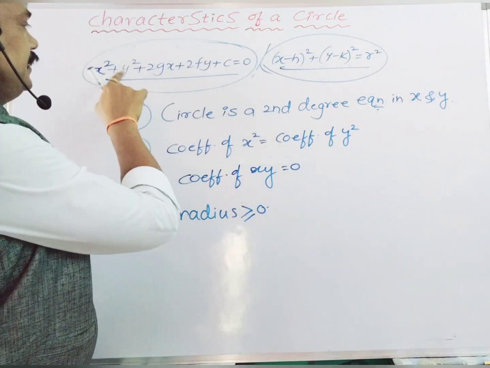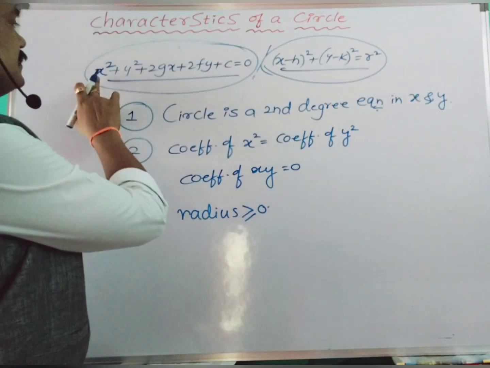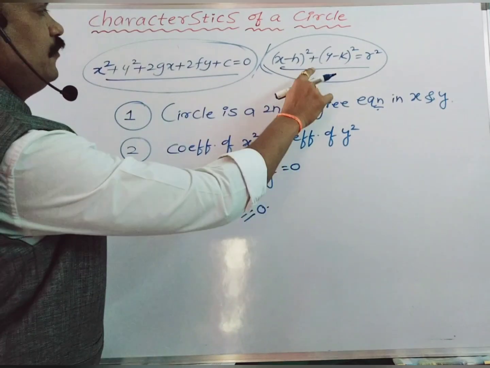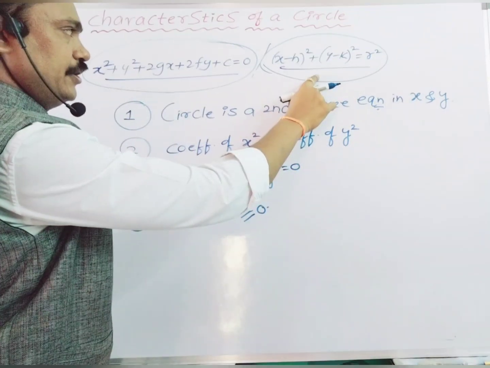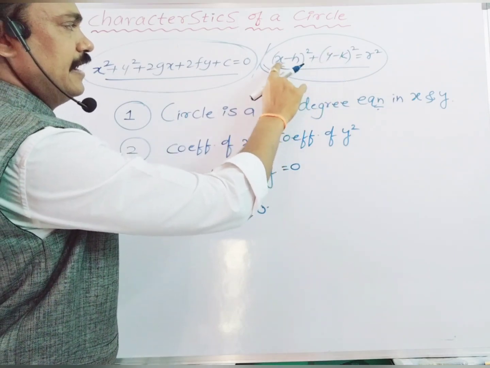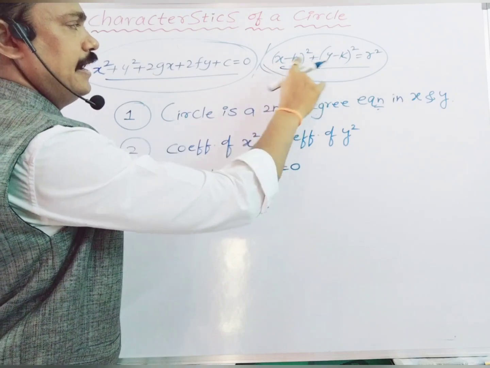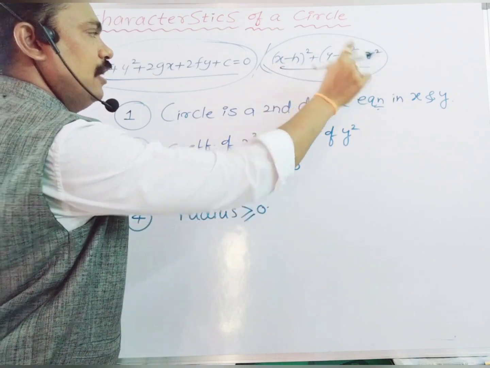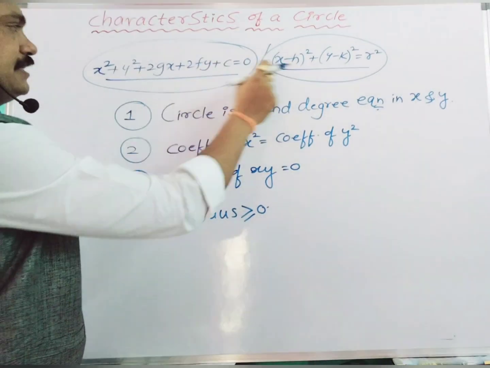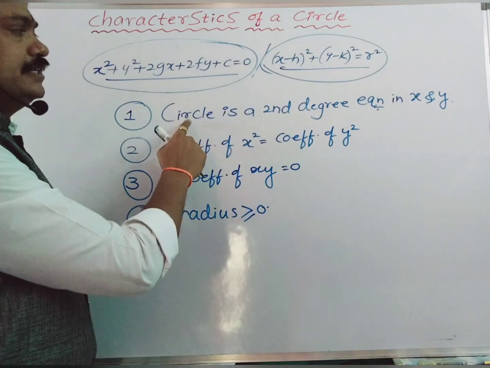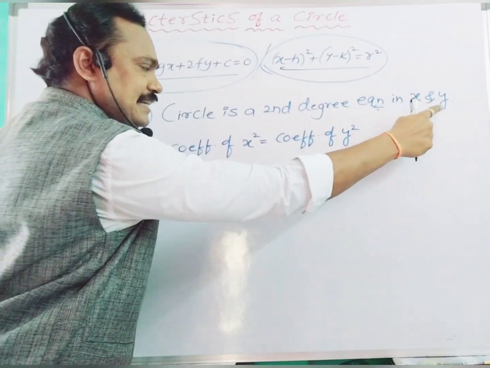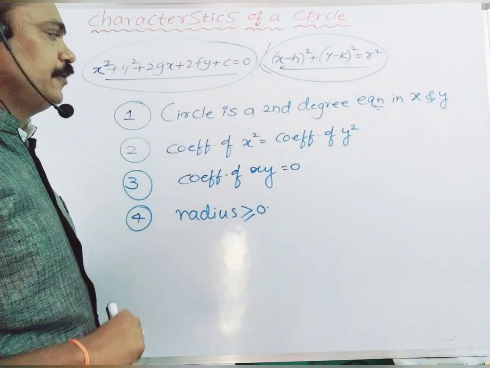If you observe, this equation contains an x square term, y square term, x term, y term and constant. Even if you expand the central form, the equation contains x square, y square and x and y, with all the remaining terms constants. So according to this analysis, we can conclude that a circle is a second degree equation in x and y variables. That is one important point.